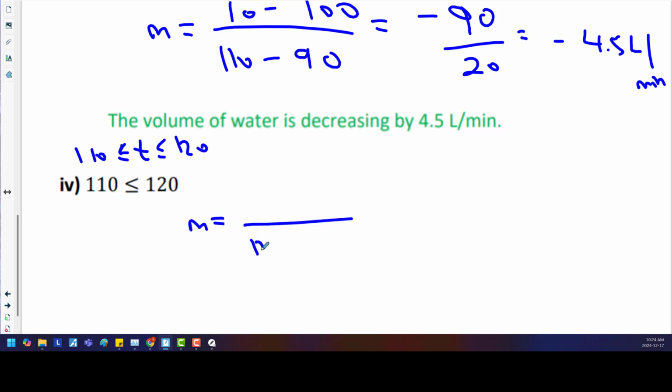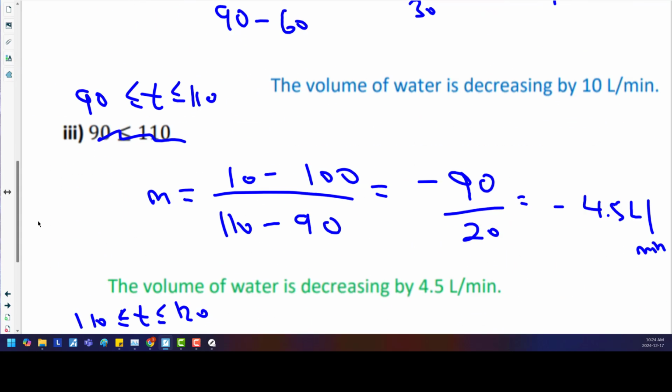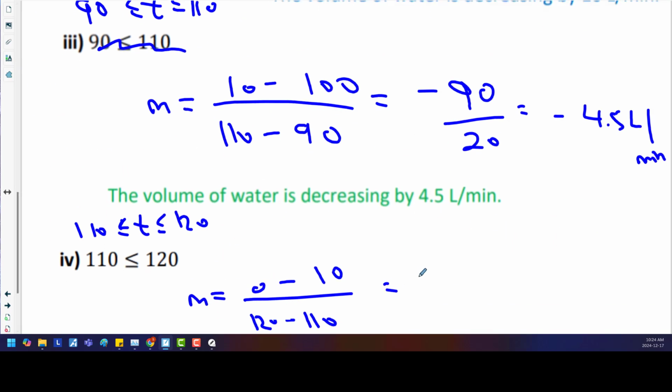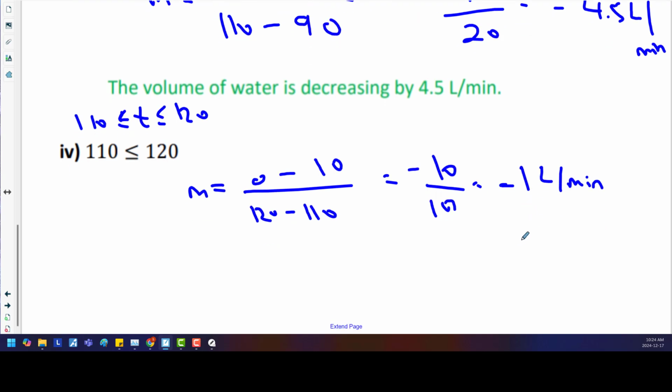And we know it's T2 minus T1. And 110 was 10, so I know 10 is going to be here. And 120 is 0. Okay, so that's negative 10 over, I guess, 10. So it's negative 1 liters per minute. Always important to put the units whenever you're doing these type of questions.